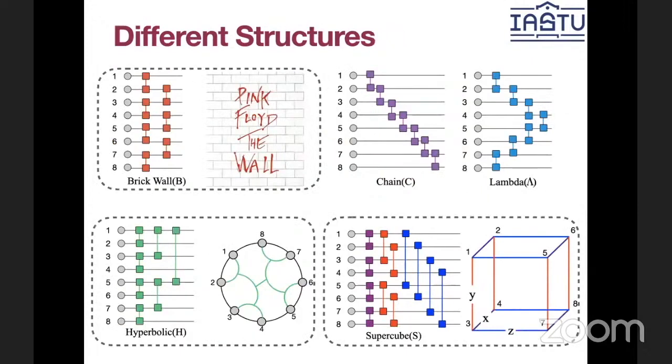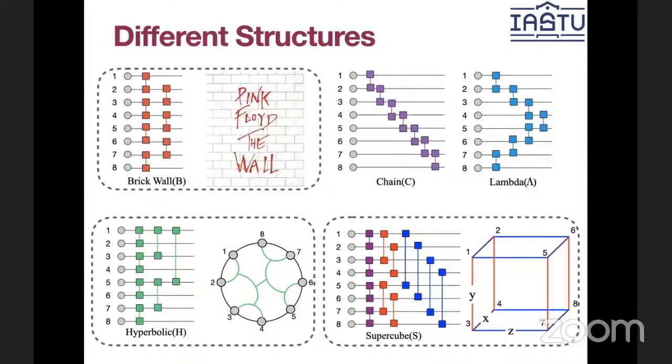Okay. And here we consider these five different quantum neural network structures. Firstly, consider this 8-qubit system. And here we only consider the 2-qubit gate.